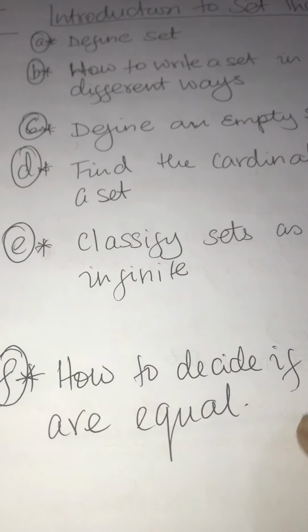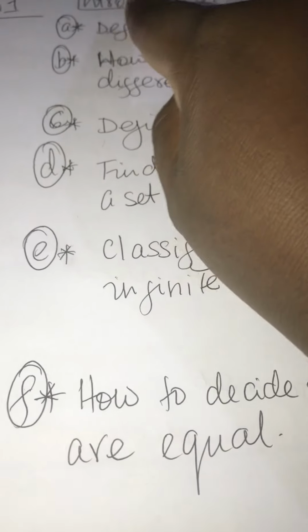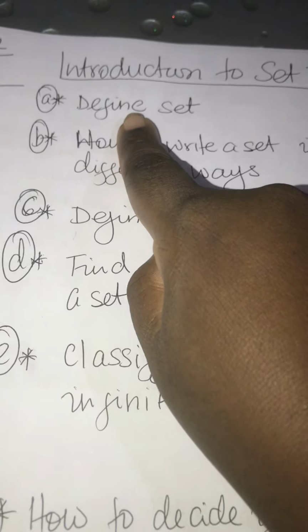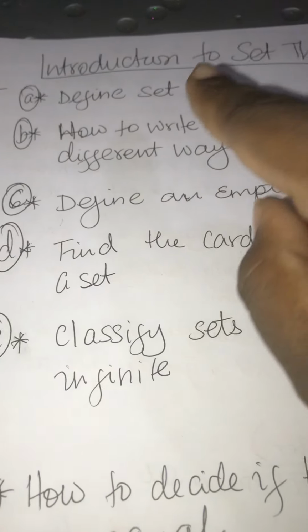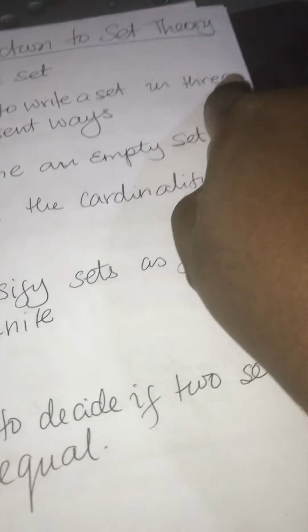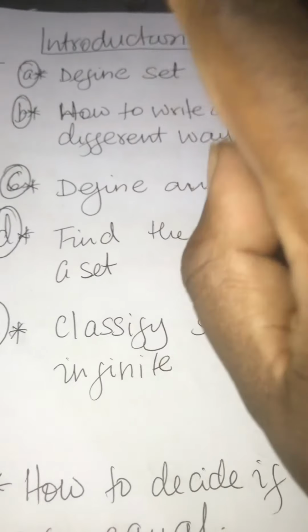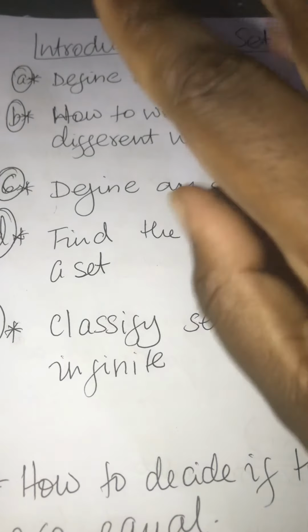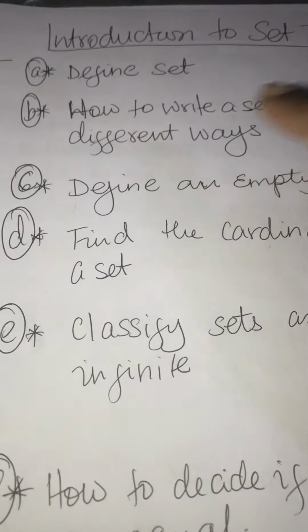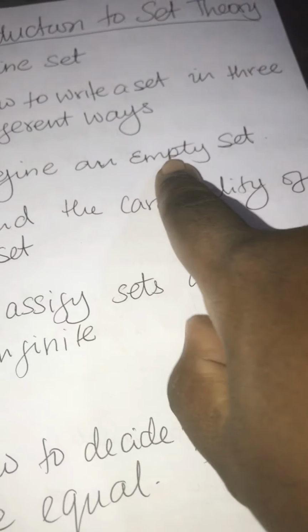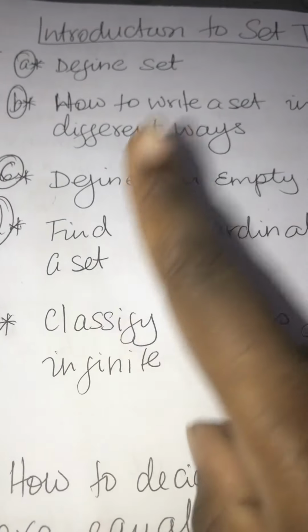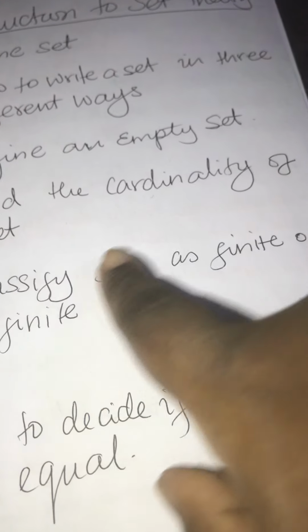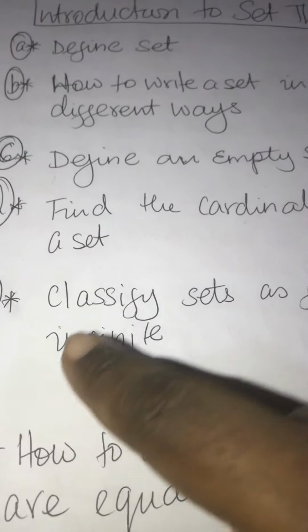So you must know how to define a set. After this video, you'll be able to define a set. You will also know how to write a set in 3 different ways. Not one way, not two. You must know all the 3 ways. You must know how to define an empty set, how to find the cardinality of a set, and how to classify sets as finite or infinite.